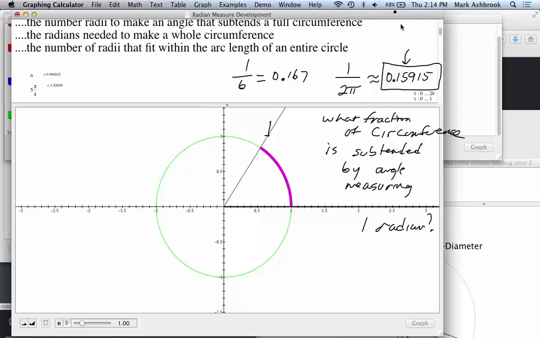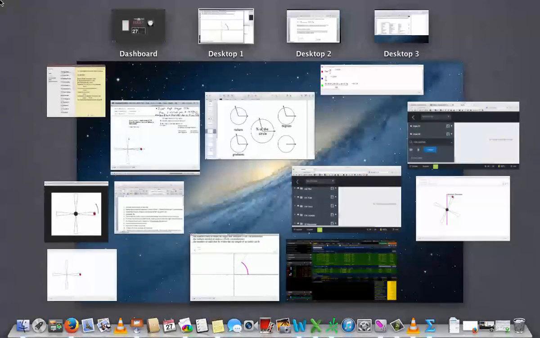Or what percent of the circle is it? What percent of the circle does the angle cut off? About 16, 15.9%. So it's the fraction of the circle, or the percent of the circle, cut off by an angle that has a measure of 1 radius length, 1 radian. Okay, so this provides us a really slick way of converting.